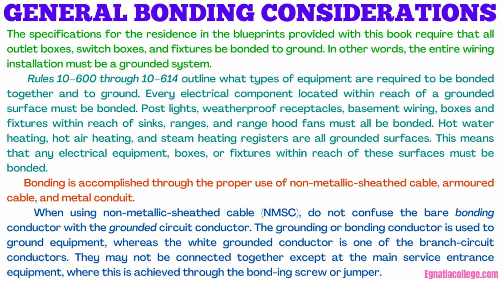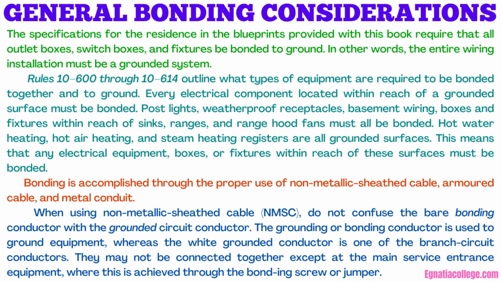General bonding considerations. The specifications for the residence and the blueprints provided with this book require that all outlet boxes, switch boxes, and fixtures be bonded to ground. In other words, the entire wiring installation must be a grounded system. Rules 10-600 through 10-614 outline what types of equipment are required to be bonded together and to ground.